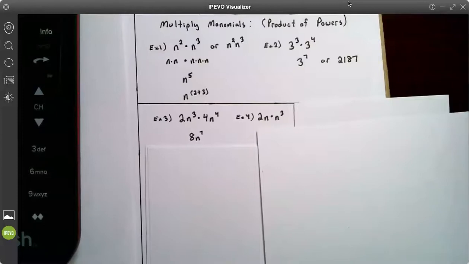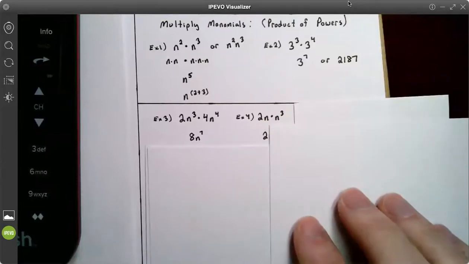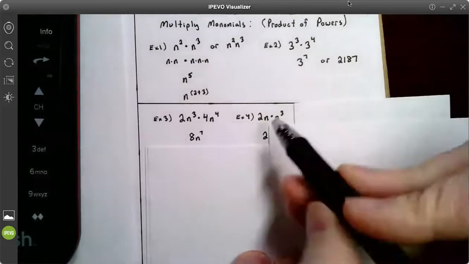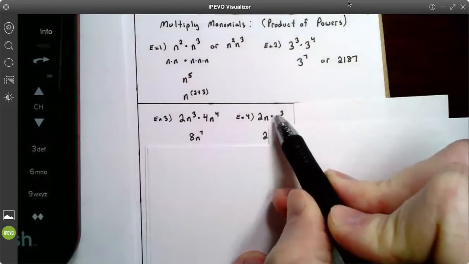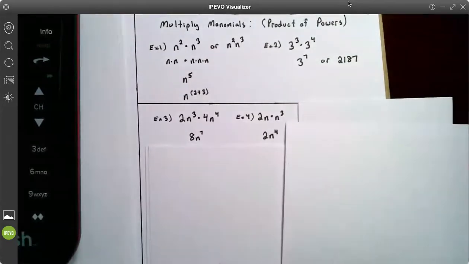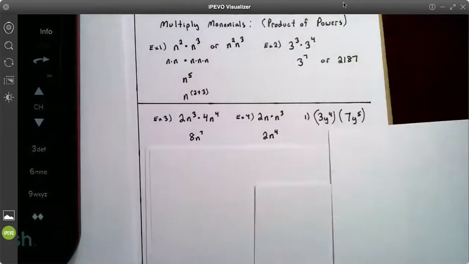Example 4, 2n times n cubed. My coefficients are 2 times 1. 2 times 1 gives me 2. My base of n has an exponent of 1, understood to be here, and an exponent of 3 here. 1 plus 3 is 4. So your answer is 2n to the 4th.